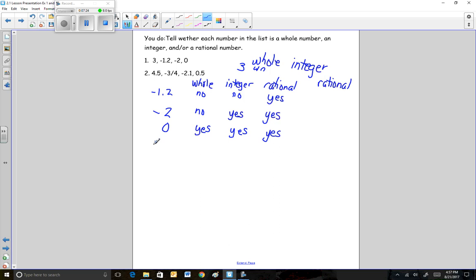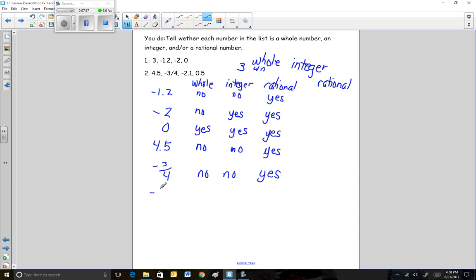We have 4.5. Is 4.5 a whole number? No. Is it an integer? Yes. Oops, I'm sorry. No. And rational? Yes, because it is a decimal that stops. Negative 3/4. Whole number? No. Integer? No. And rational number? Yes, because it can be changed to 0.75. It's a decimal that stops.